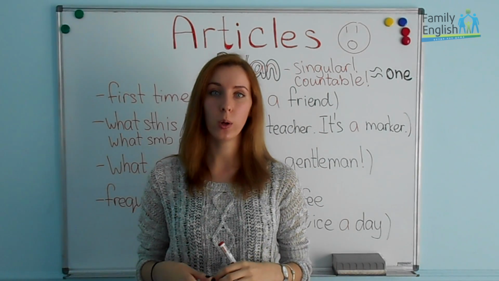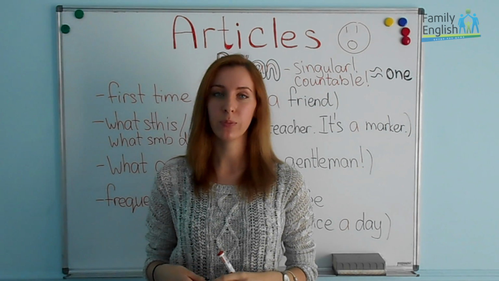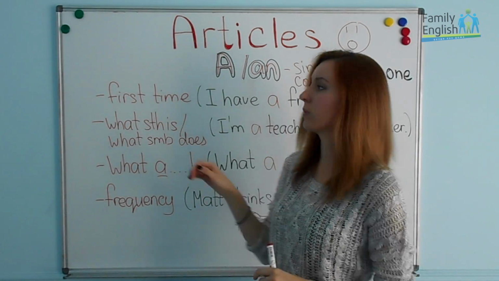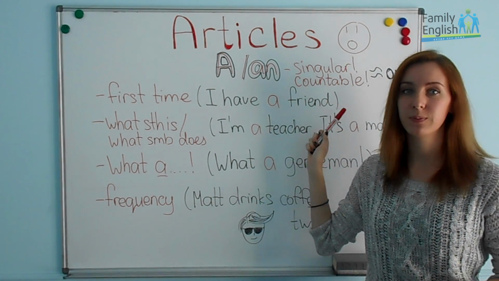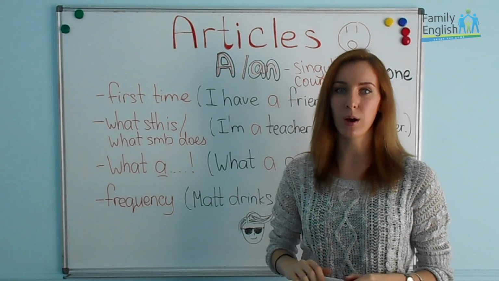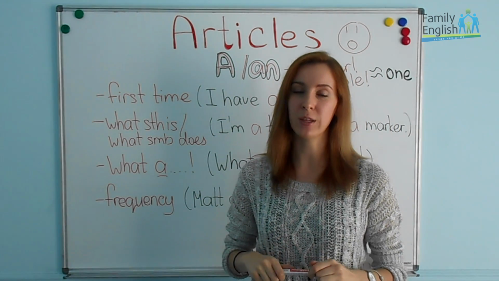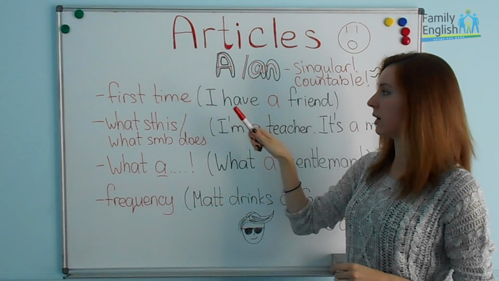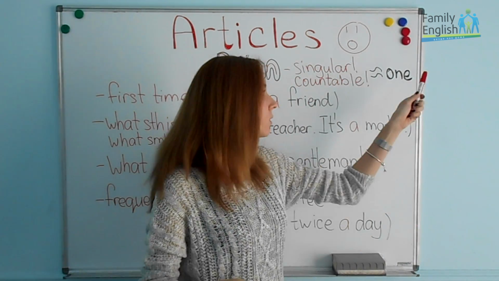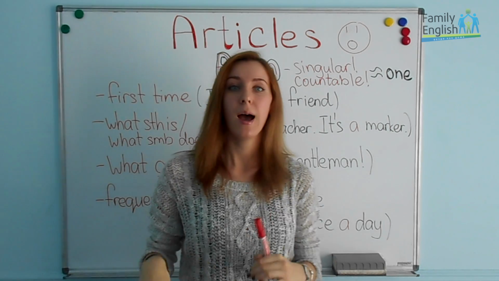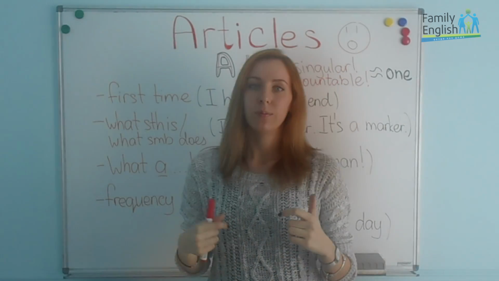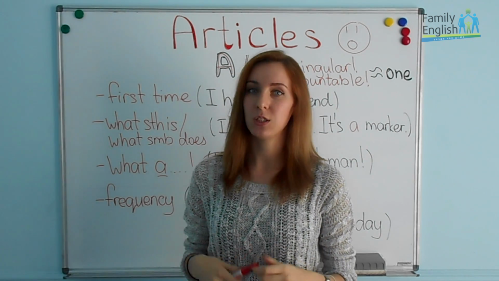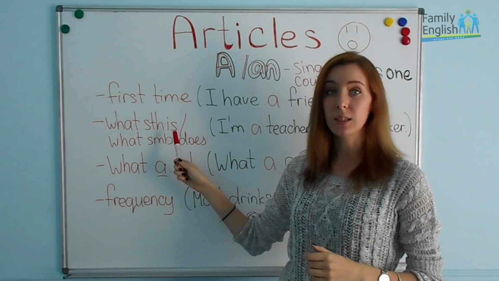First of all, when we mention something for the first time, we use an indefinite article. For the first time. I have a friend. You don't know anything about my friend. It's the first time I've mentioned my friend in the conversation, so I'm using a or an. I have a friend, or you can try and replace it with one: I have one friend.